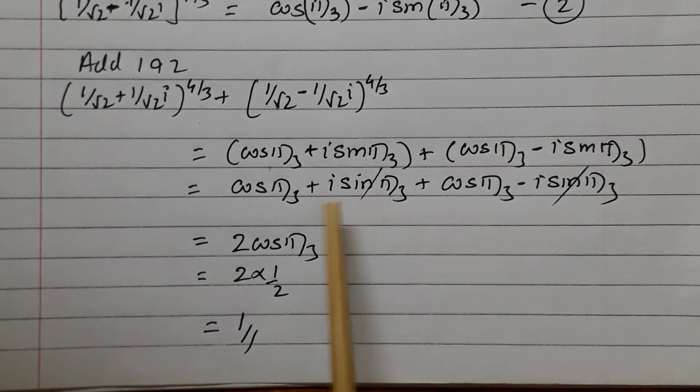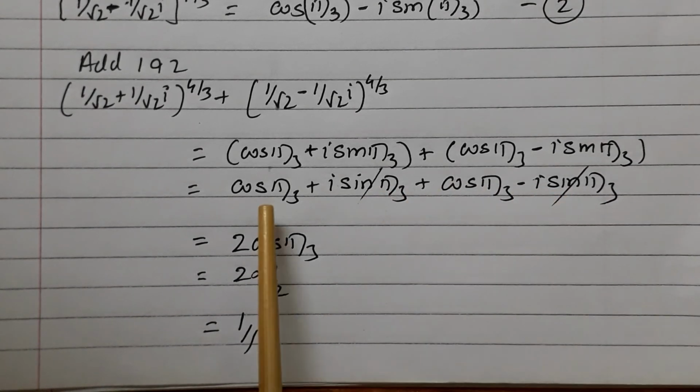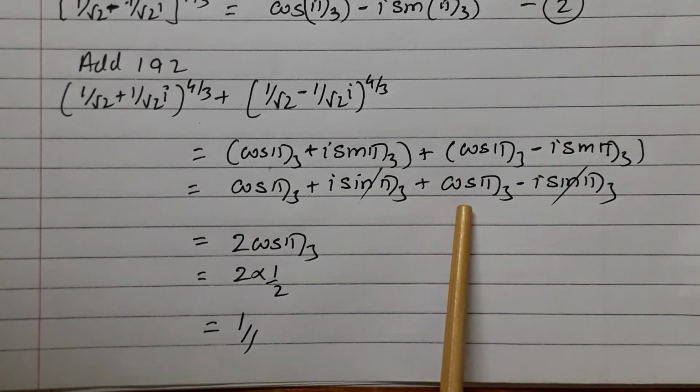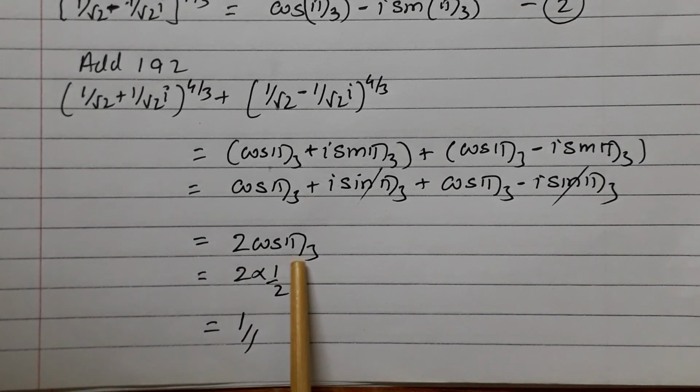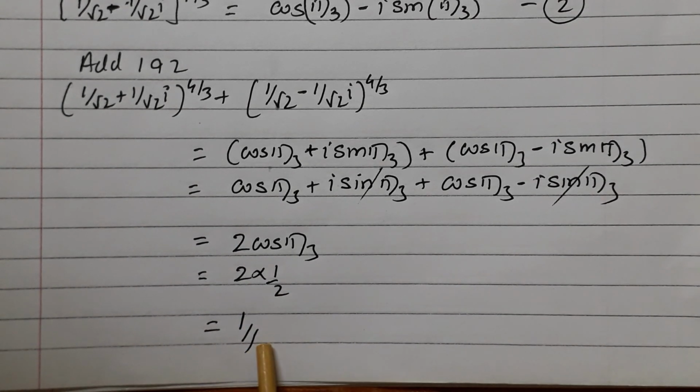So after opening the brackets, we see that the imaginary part cancels out and cos pi by 3 plus cos pi by 3 will give us 2 cos pi by 3, that is 2 into cos pi by 3, which is 1 by 2. 2 and 2 would cancel and the final answer will be 1, that is equal to the right hand side.